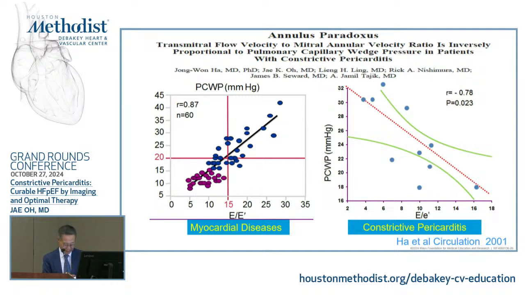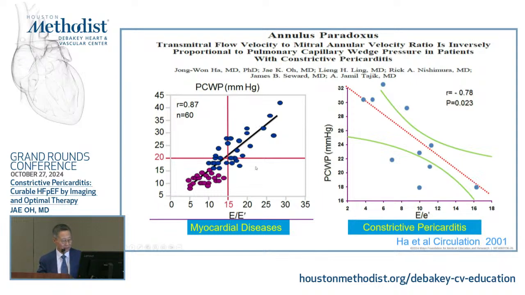In the late 1990s, this is a study that we did many years ago. Dr. Ha was a fellow with me at that time, and one day he came to me. He was working on some constriction database, and this is Dr. Sharif Nagwe's data, I'm sure he's here. It shows that E over E prime velocity is proportional to the wedge pressure, right? Because the E prime velocity goes down and E velocity goes up with the high filling pressure in myocardial disease. It is positively correlated here.